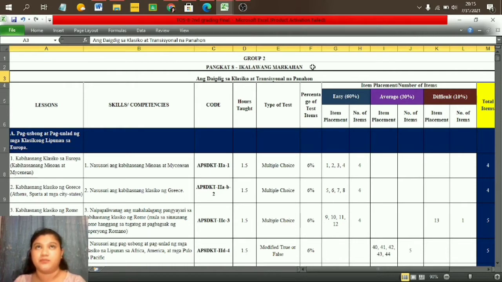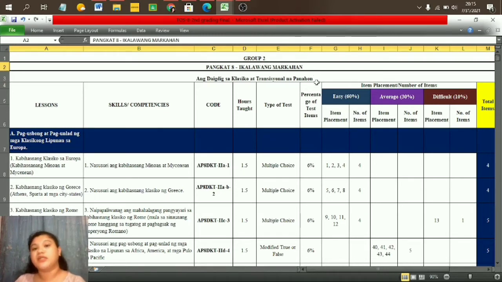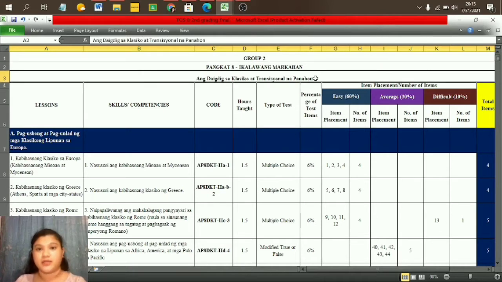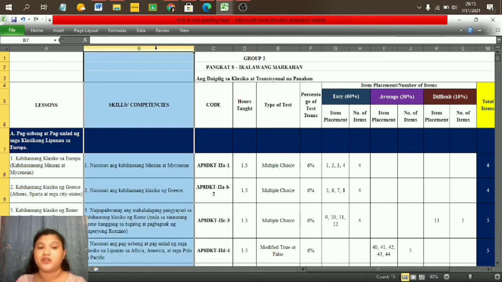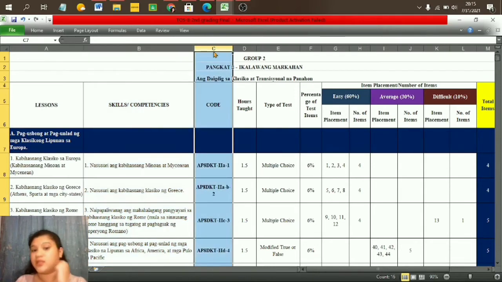That one had two gradings, first grading and second grading, while in here, this is only second grading for grade 8. The topic was about ang daigdig sa klasiko at transitional na panahon. The first column would include the lessons purely for second grading in grade 8, and the next column would be the skills and competencies, and also the code.